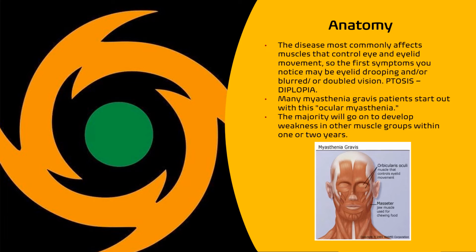So the first symptoms that are noticeable are generally eyelid drooping and or blurred or double vision, which is referred to as ptosis and diplopia. Many myasthenia gravis recipients start out with this, from what is referred to as ocular myasthenia, and the majority will go on to develop weakness in other muscle groups within one or 2 years.